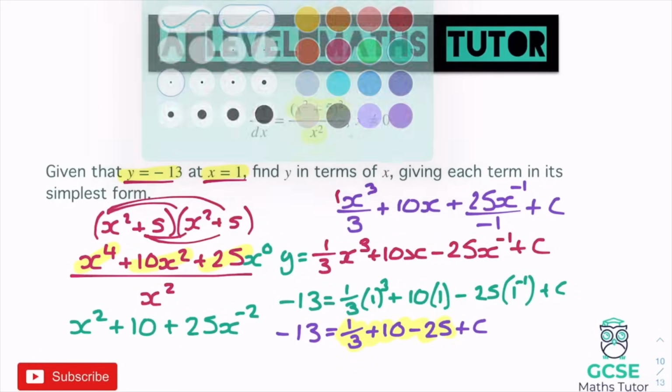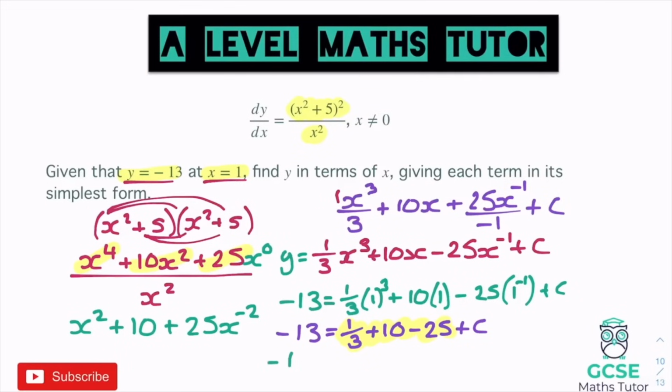All right, so if we work that out, then we've got minus 13 equals 10 take away 25 is minus 15. Add the third to that is minus 14 and 2/3. There we go, 14 and 2/3. Obviously, you can check that on the calculator, but there we go, minus 14 and 2/3 plus c. So not the nicest here.